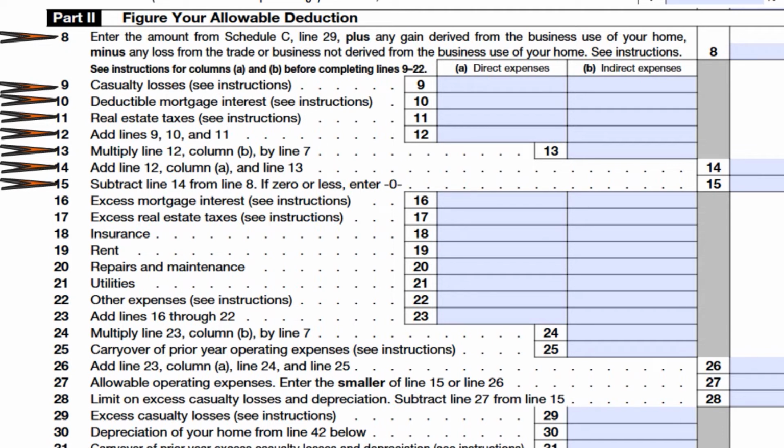Line 16, if your deductible mortgage interest is limited on your Schedule A, you want to enter the excess here. Line 17, enter the excess real estate taxes you paid. Line 18, enter the amount you paid in homeowner's insurance this year. Line 19, if you rent your home, enter the total rent you paid this year. And line 20, enter the amount you spent on home repairs and maintenance this year. Depending on the type of work you had to do, the amount can fall in either or both of the columns.